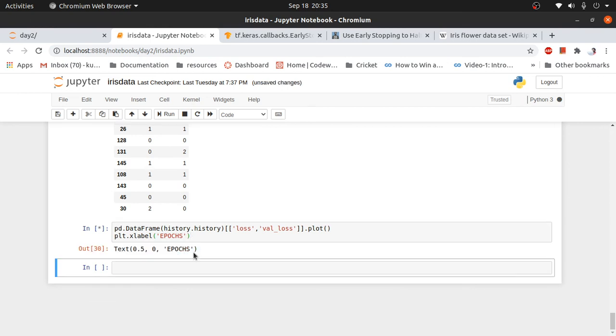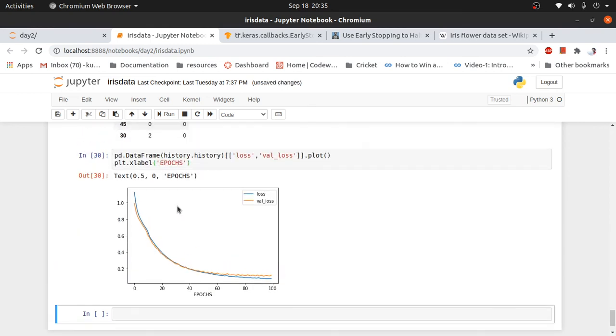Let's also see this diagram. We can see here loss is decreasing. So we can say we have created a pretty good model.